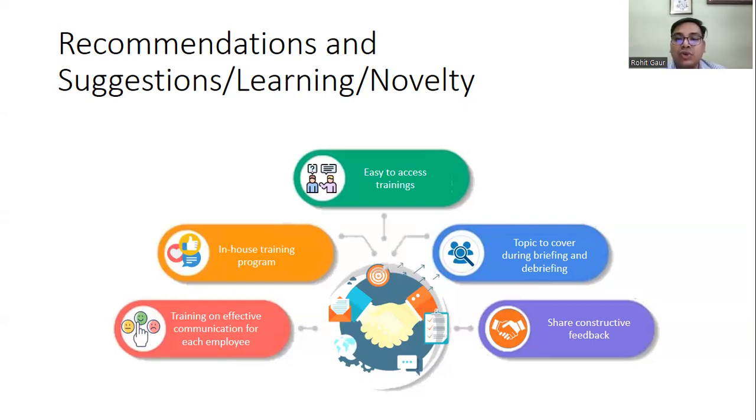Next is topics to cover during briefing and debriefing. I've seen these people going through briefing and debriefing before starting their shift and after ending their shift. During the briefing or debriefing, the supervisor or the manager can take them through these topics. Maybe they can start with one topic called verbal communication, non-verbal communication another day, or maybe they can divide these things into pieces. The last one is sharing constructive feedback. It is very important for people to know how they are doing, and what sort of improvement they need in their areas. It can only happen when you share feedback, and people should also take this in a positive way, so that if they're getting feedback, it is for their betterment.